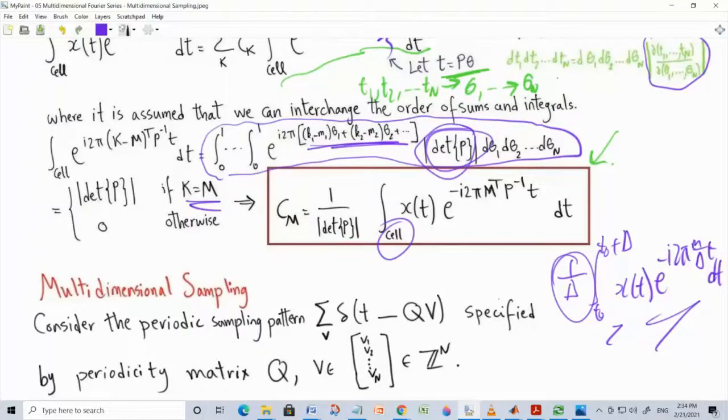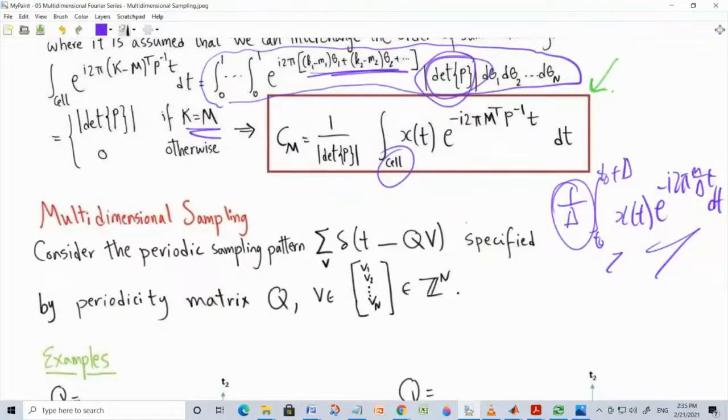Now the factor that we have in the one-dimensional case is 1 over delta, 1 over the period. Here it's no longer a period. Now it's a periodicity matrix. What we scale by is basically 1 over the absolute value of the determinant of matrix P, the periodicity matrix. And then you have e to the i 2 pi m transpose P inverse t. So things are getting much more interesting in multiple dimensions.